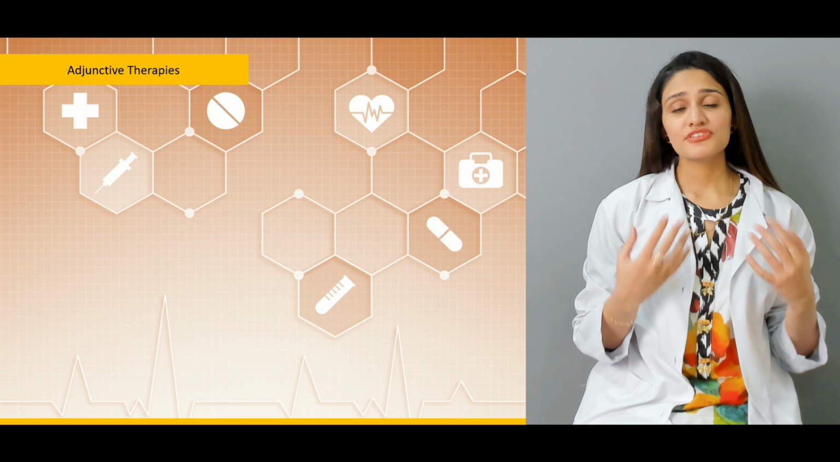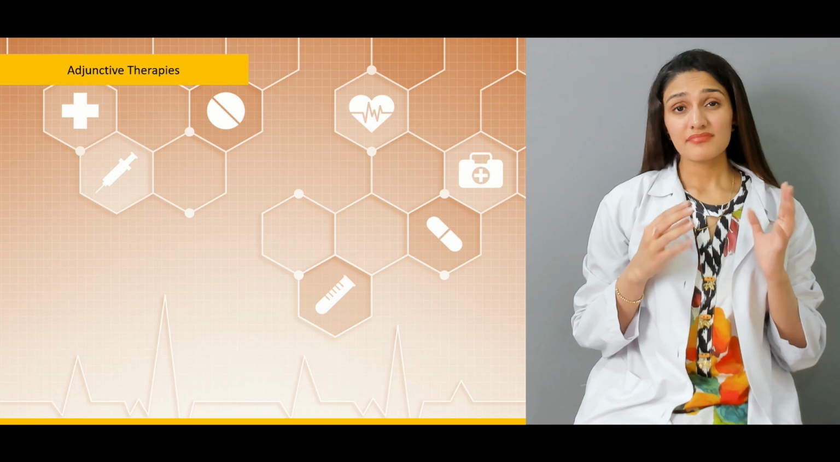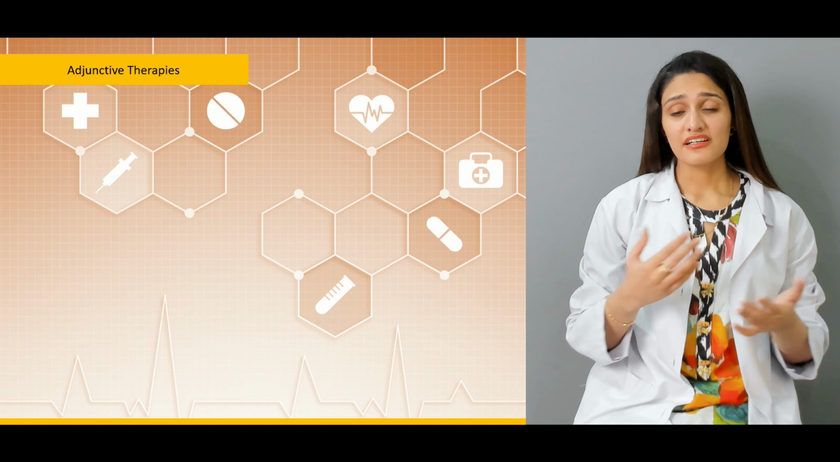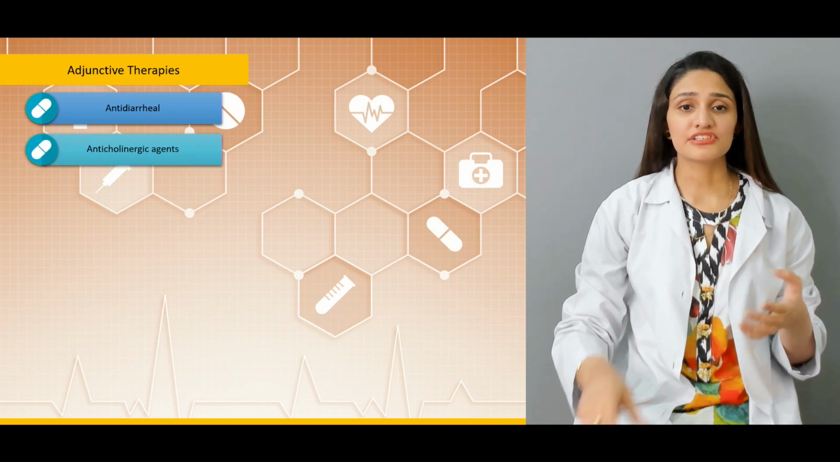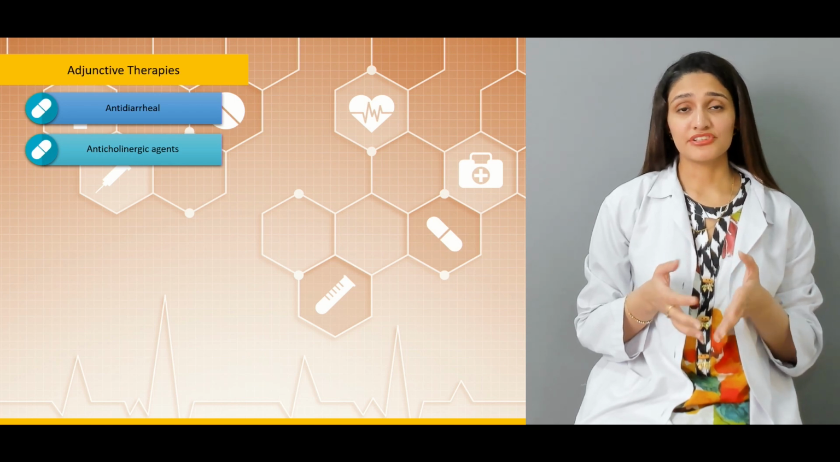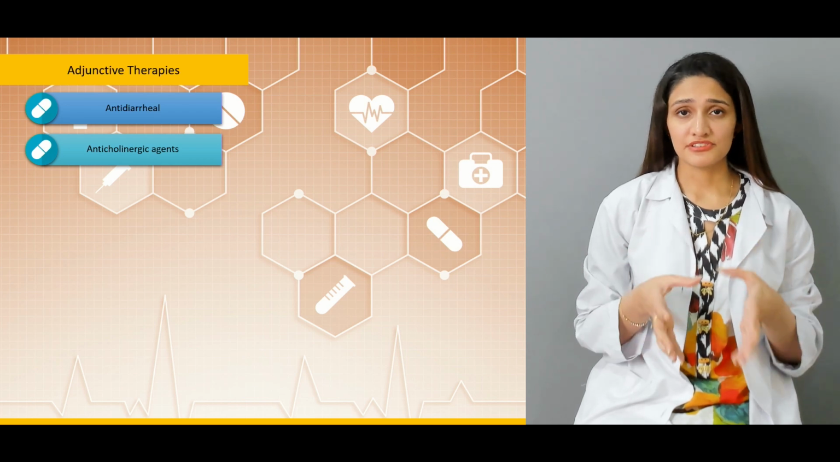So, other than the medical therapies, there are a lot of adjunctive therapies that also help in suppressing the different types of symptoms in patients with Crohn's disease. These therapies are helpful in treating different complications and symptoms of Crohn's disease. Firstly, the antidiarrheal and anticholinergic agents help in suppressing symptoms such as diarrhea and cramping, which is very common in patients with Crohn's disease.